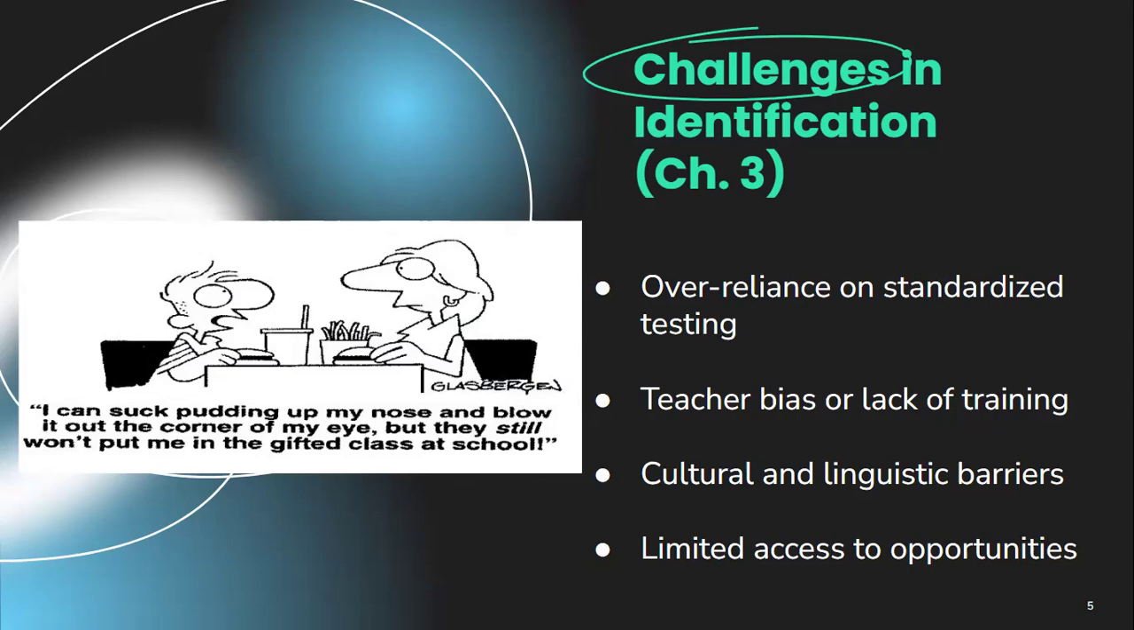Students from culturally and linguistically diverse backgrounds may not perform well on tests written from a majority culture perspective. And limited access to preschool or enrichment means that some students never get a chance to demonstrate advanced potential. So these can definitely limit access to identification to begin with. And of course, we know that if they're not identified, many times they are simply not going to receive the services that they deserve.